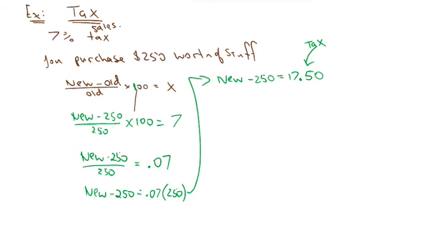$17.50. So the next step would be to add the 250, and that would be our final cost at the cash register. So the total price would be $267.50.